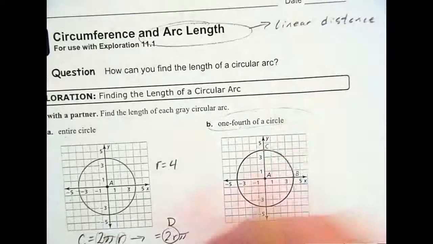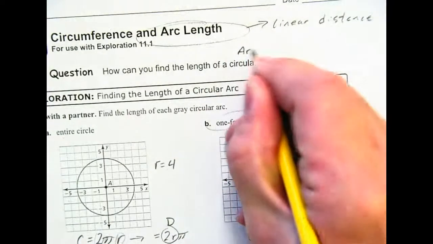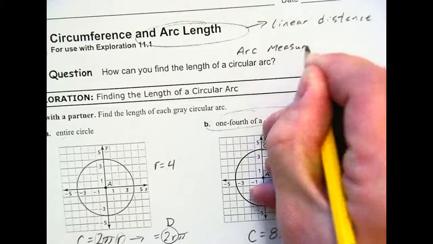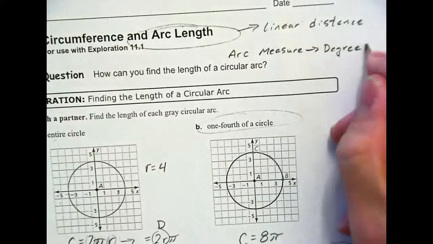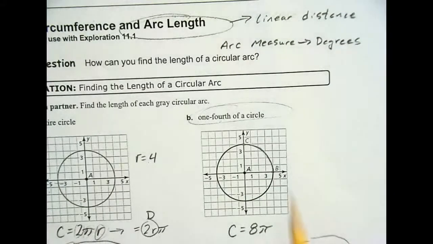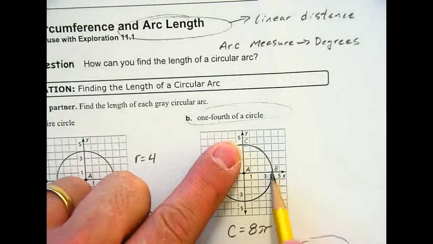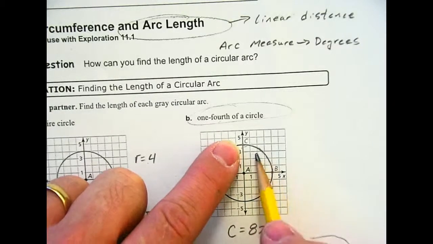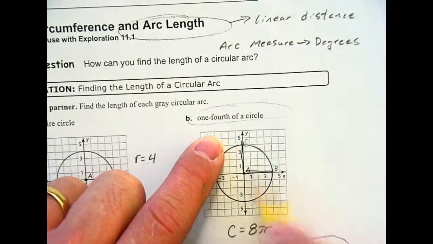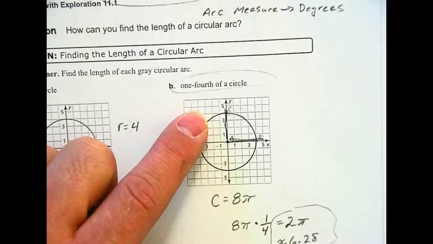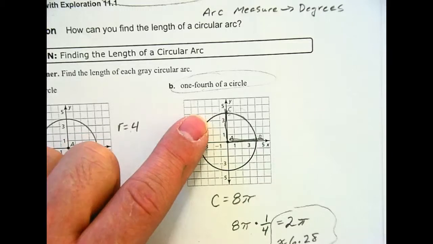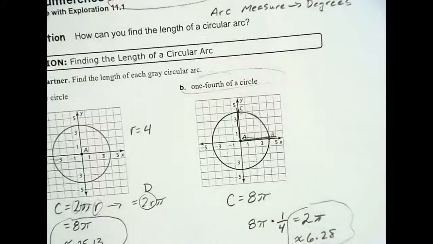Now, that's arc length. Arc measure is a degree measure. It's saying, what is this in degrees? If I said, what's the arc measure of this, the measure of this arc, that's 90 degrees, because the intercepted arc here is 90 degrees, versus the arc length is 6.28. You guys with me on that? Any questions?